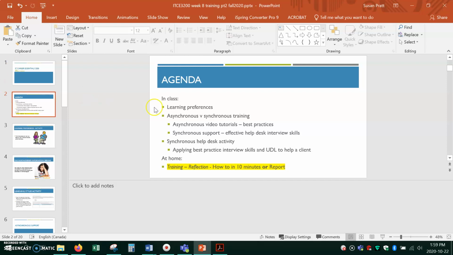We're also going to look at learning preferences and how you want to make sure your resources support different people's learning preferences. Then we'll look at some best practices for video tutorials, which would be an asynchronous type of resource or service that you might offer, and some best practices for help desk interview skills.